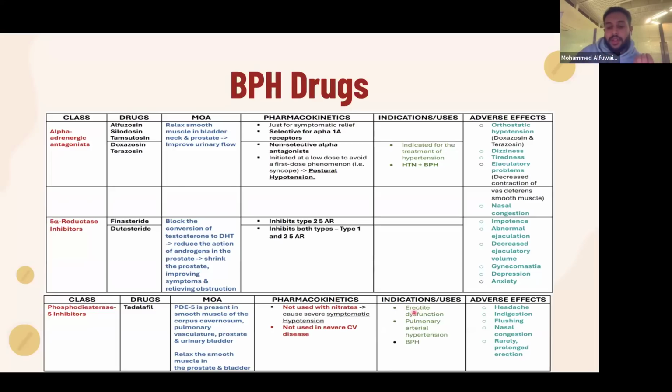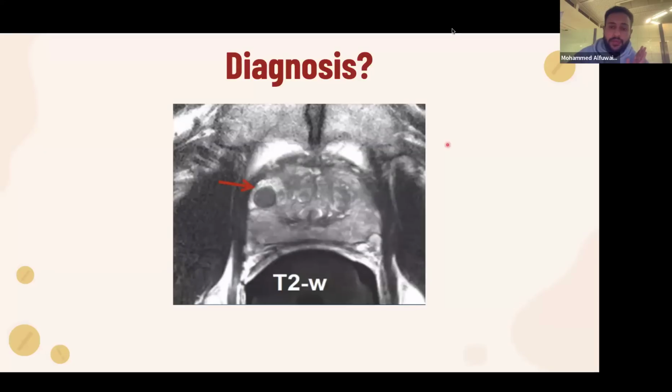Its indications are erectile dysfunction because it causes dilation, pulmonary artery hypertension, which you learned in CVP, and now BPH. The adverse effects are because of dilation: headache, indigestion, flushing, nasal congestion. That's basically the BPH drugs.